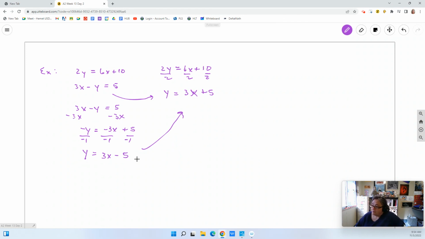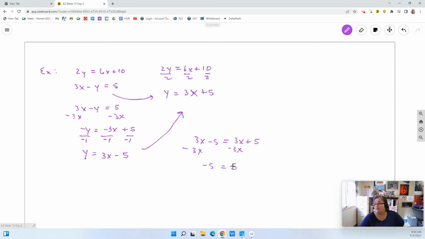So these aren't exactly the same, right? I have 3x minus 5 equals 3x plus 5. So if I subtract out the 3x on this side, I get minus 5 equals 5. Is that true? Is that a true statement? Can minus 5 ever be equal to 5?